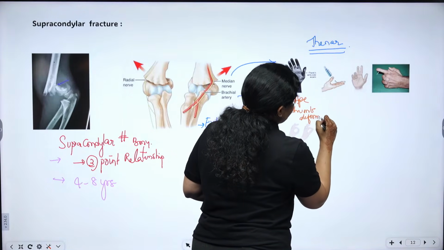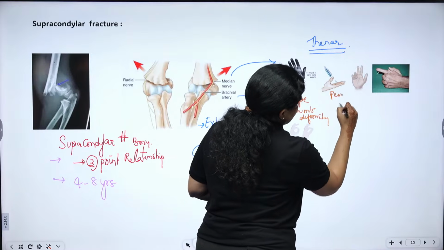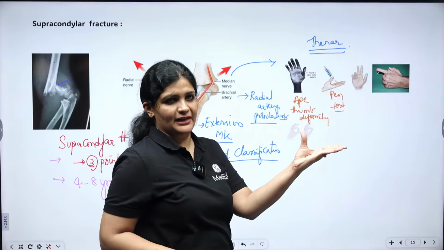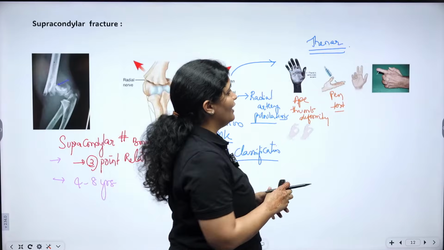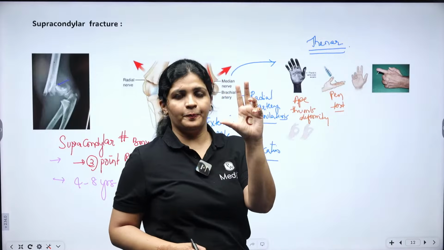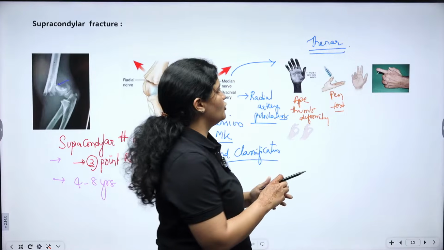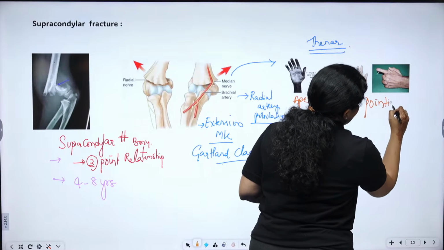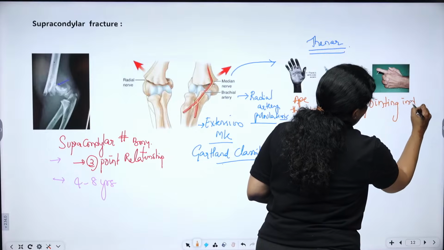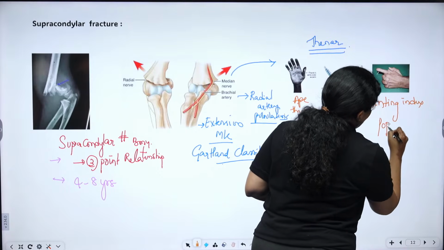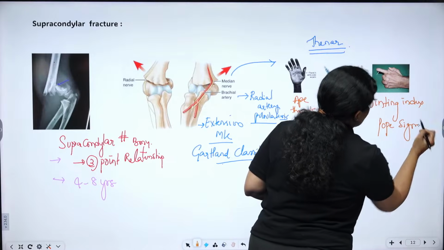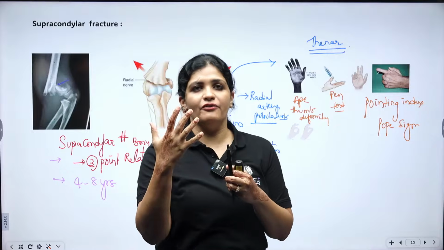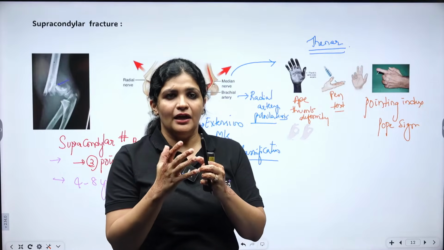Next you see what is called the pen test. Again you are testing the abductors. Then there is the benediction sign, also called the Pope sign, which is nothing but the pointing index. All are the same. So what is a pointing index? You all know that the median nerve supplies the long flexors like FDS and FDP.